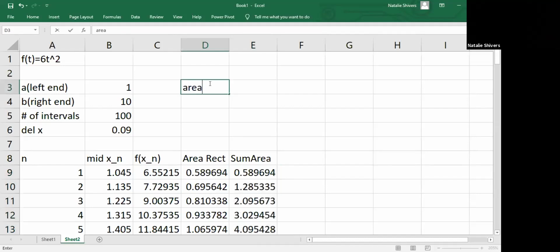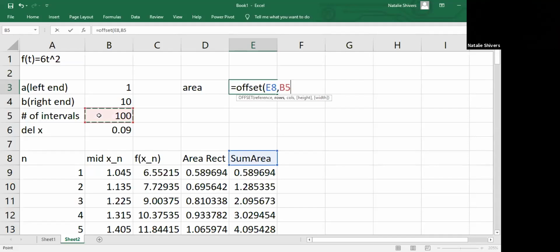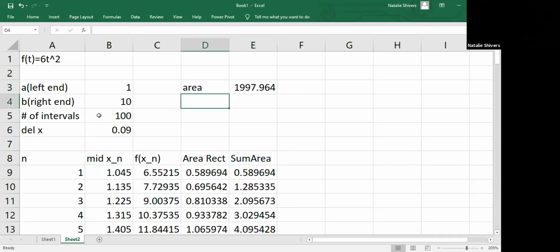Then I need to pull the area up. You can put this anywhere up in the upper quadrants here, in the upper cells. Equals offset. Again, you can actually click on these if you want. You want the title from the column that we're using. We want the number of intervals, so we need that cell reference, not a number. We want the cell reference in case we change it. And then we don't want to go anywhere left or right, so we put 0 in. So we get 1,997.964.